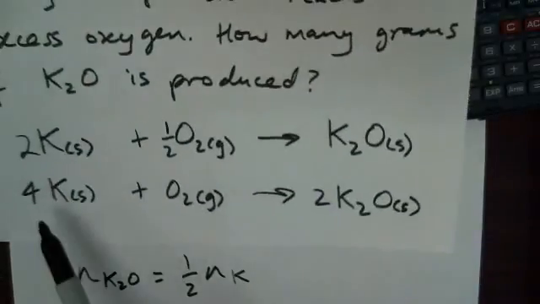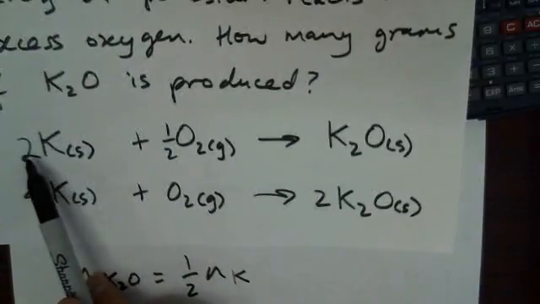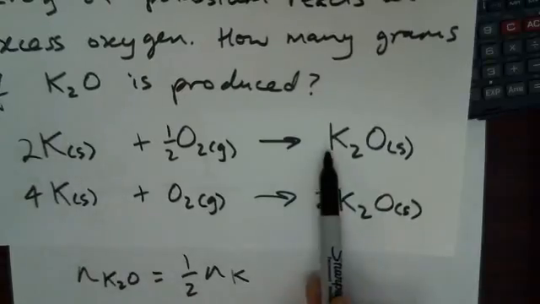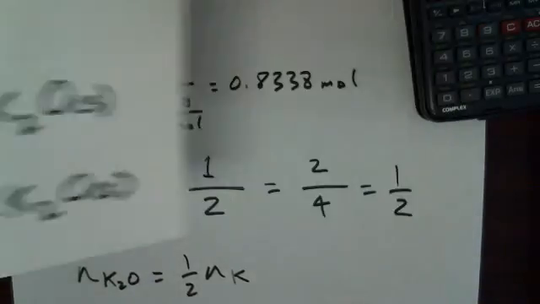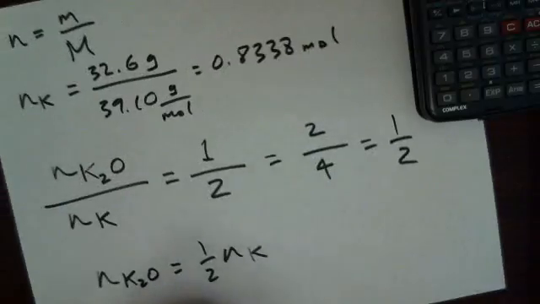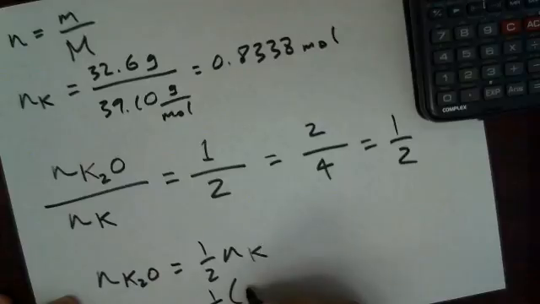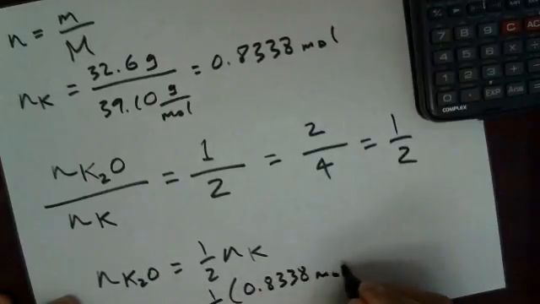But it's very important you follow this procedure, because often students will get mixed up and say this is twice, sorry, this is half as much as this, when it's really twice as much as this. Okay, so from here, the number of moles of K2O is going to equal 1/2 times what we've already worked out for the number of moles of potassium.